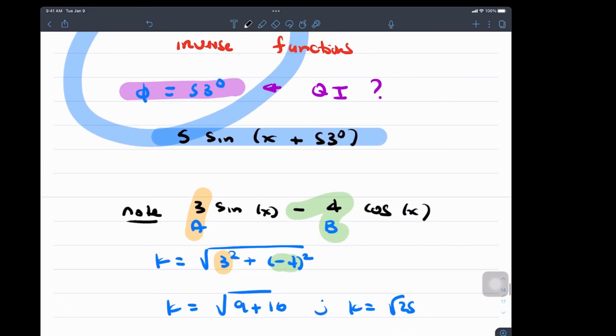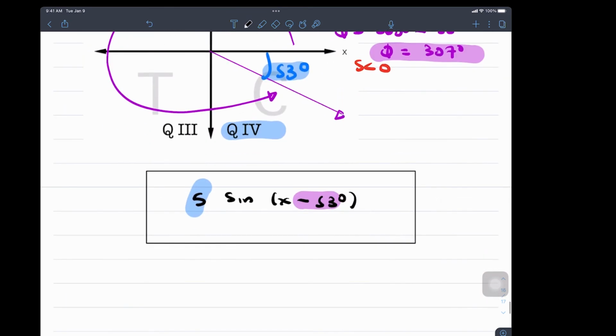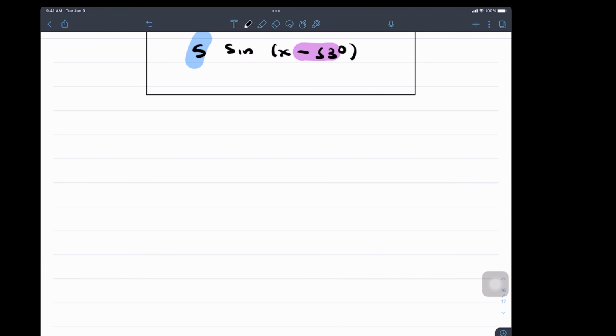Easy breezy lemon squeezy. Let's try one more. I'm going to do another one. So a sine. Give you guys another example. What if they said to me, negative sine x plus 3 cosine x?